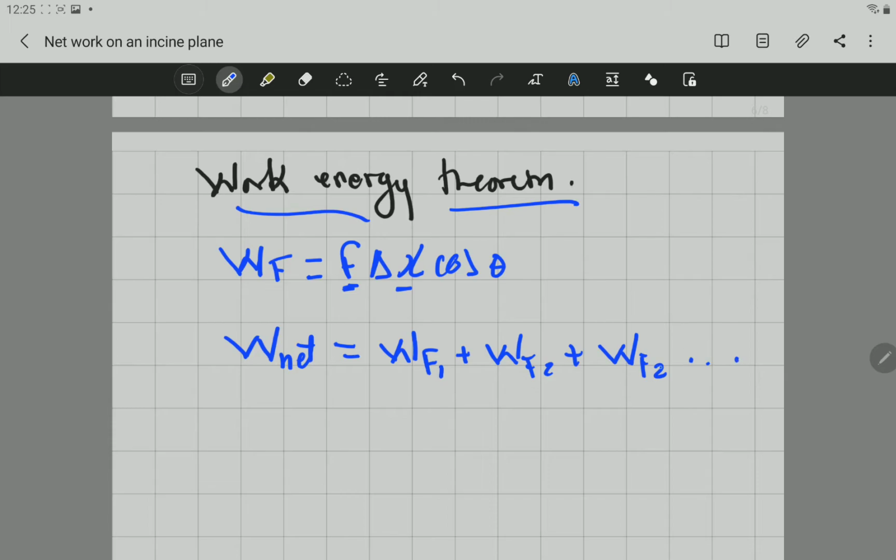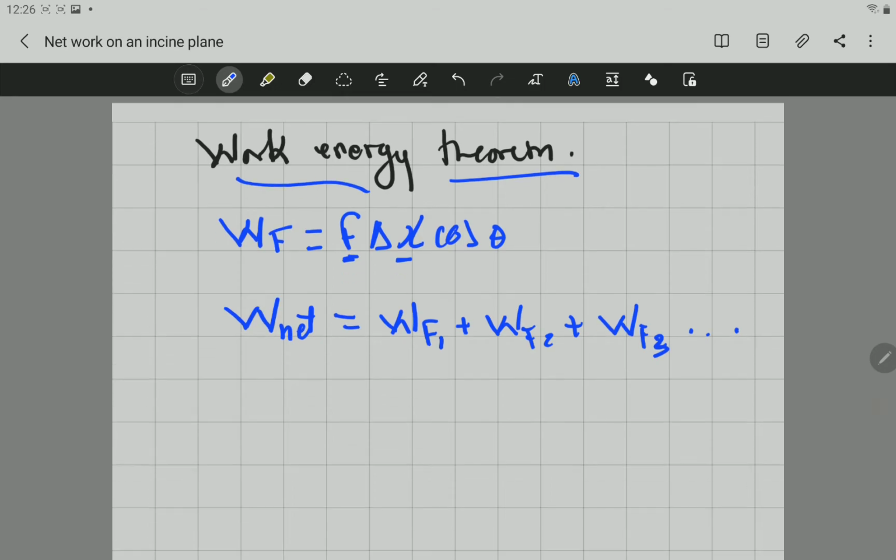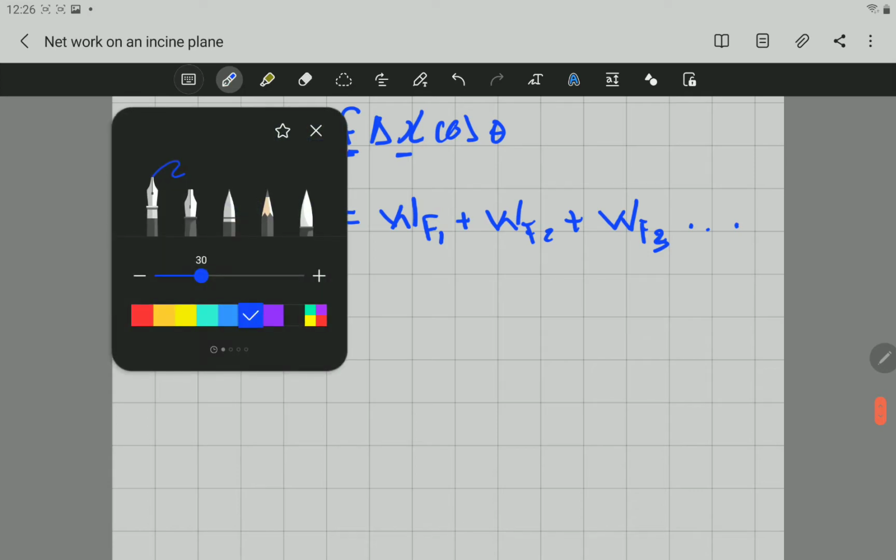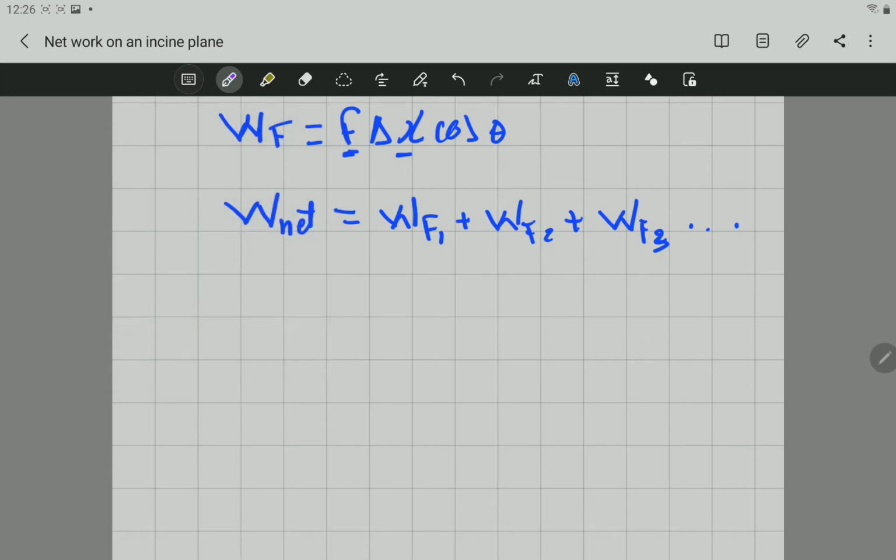This is recalling. So the definition of work is the product of force multiplied by the displacement and multiplied by the cosine of the angle between the force and the displacement. The net work done by the net force is equal to the algebraic addition of the work done by all the forces. Now, let's record something that was done previously in a previous grade, which is kinetic energy.